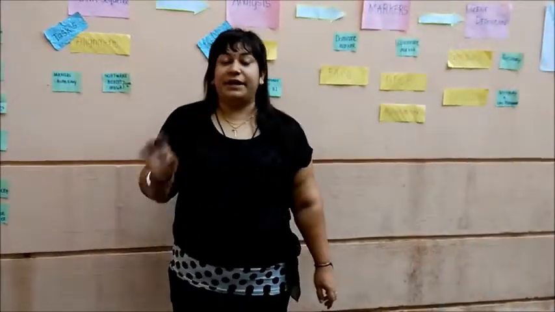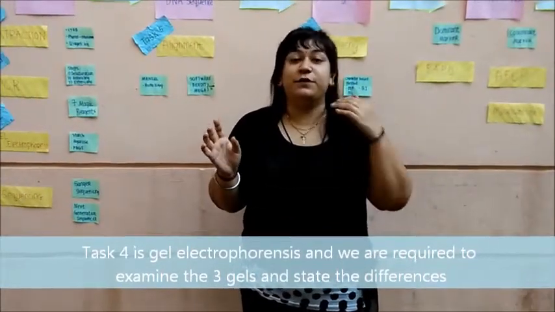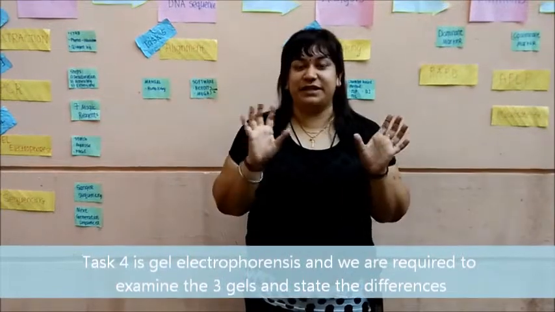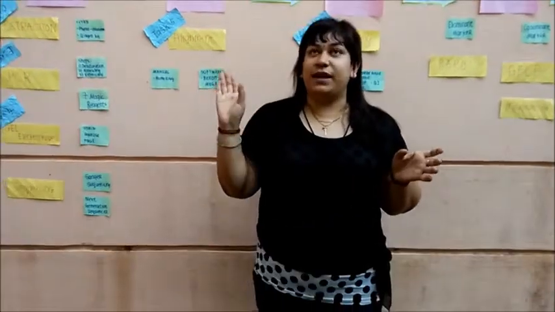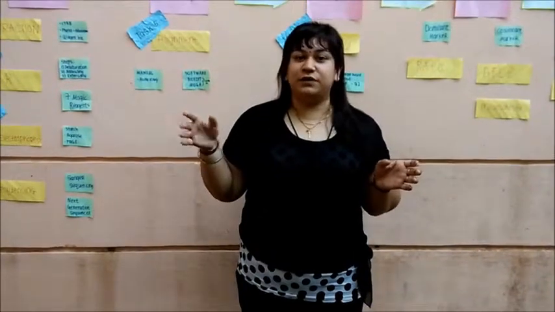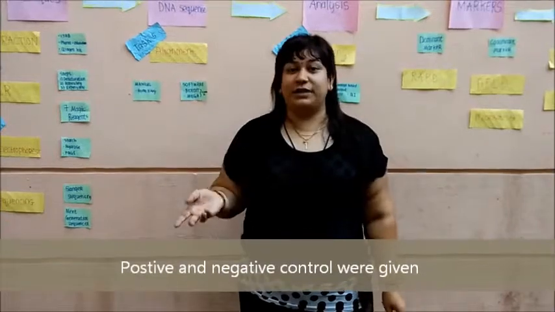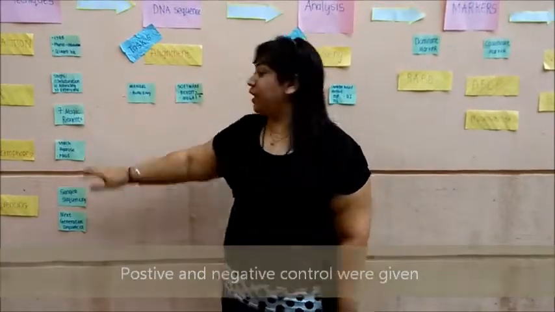Task 4 is the gel electrophoresis. We are given 3 different gel electrophoresis, A, B, and C, and we have to differentiate the differences between these 3. We are given the positive controls and the negative controls, and we have to use all the controls and all the bands to show and explain why they are different.